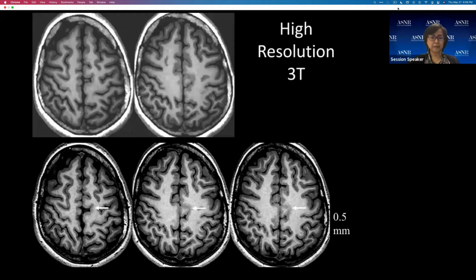This is another example whereby the repeat imaging using higher resolution techniques demonstrates mild increased T1 signal in the cortex, blurring of the gray-white matter junction, and slightly atypical sulcation. Histology also shows FCD type 2.